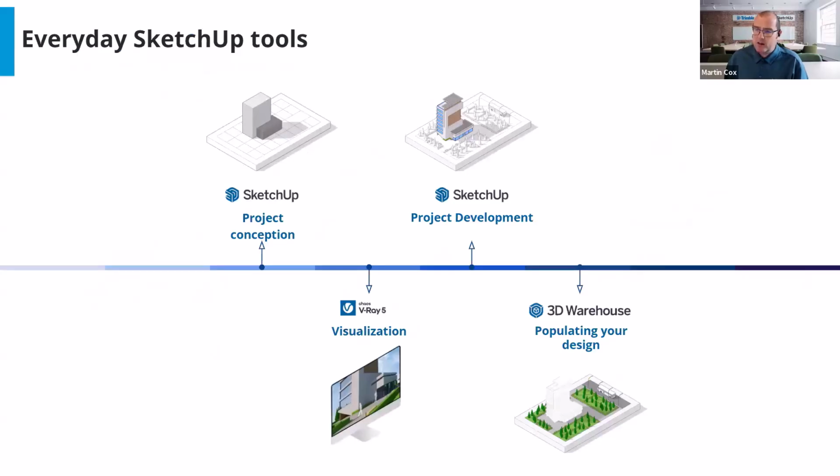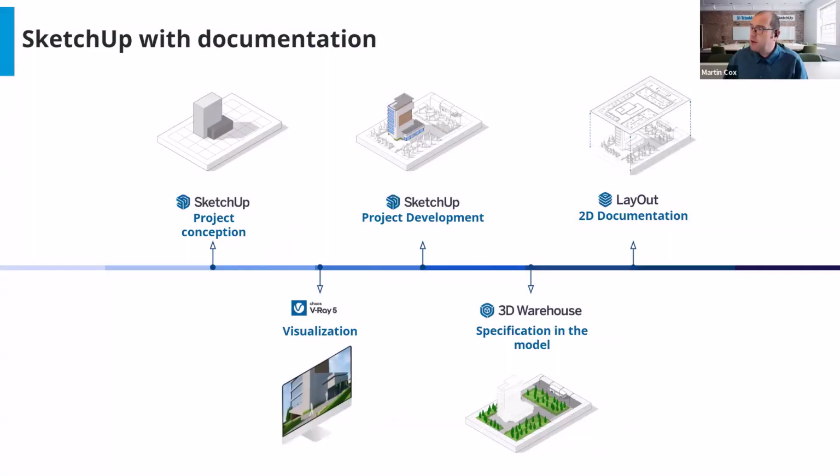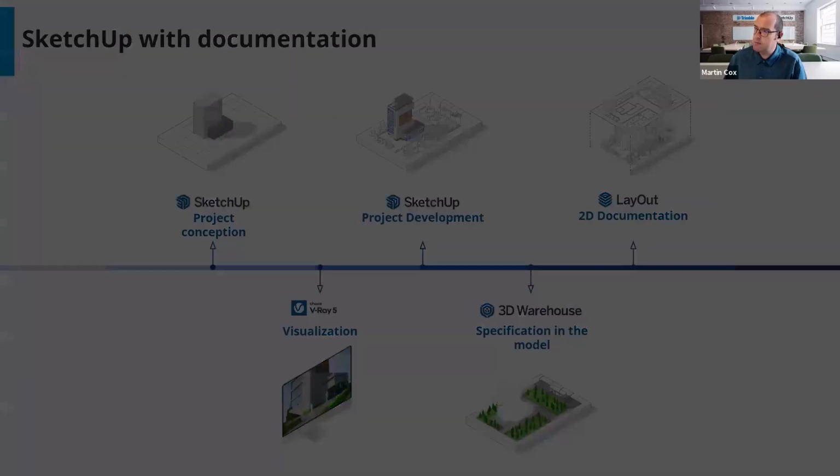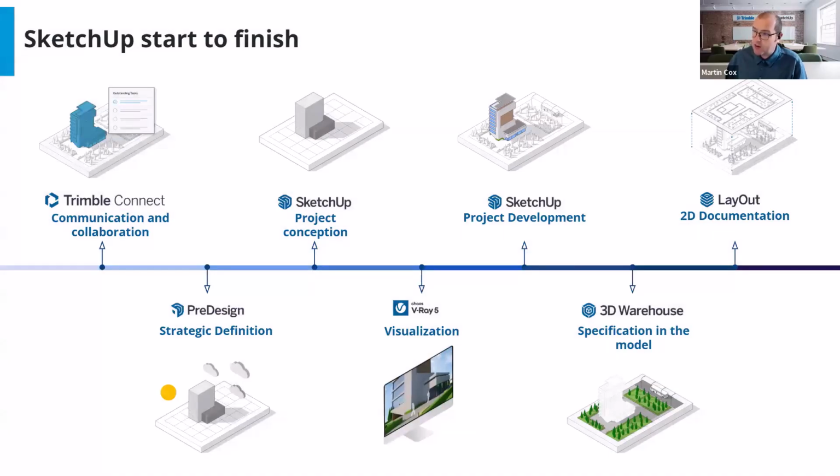So when we start talking about our SketchUp ecosystem, working across those different design stages, it's also the different SketchUp tools that you can use. So those everyday SketchUp tools, yep, you're using SketchUp for your project conception, the project development, visualization, potentially in V-Ray or AI or another renderer, and then 3D Warehouse being able to populate your design. Taking it a bit further, looking at Layout to add that documentation to the project. So we're adding more to our project, but staying within the ecosystem. SketchUp start to finish of a project.